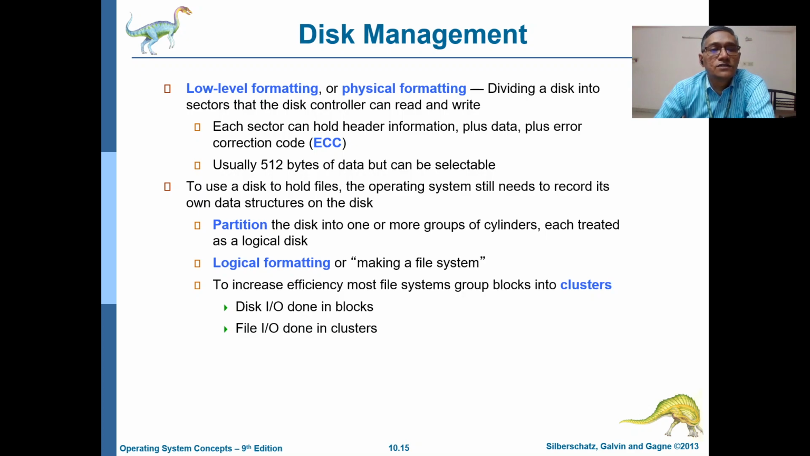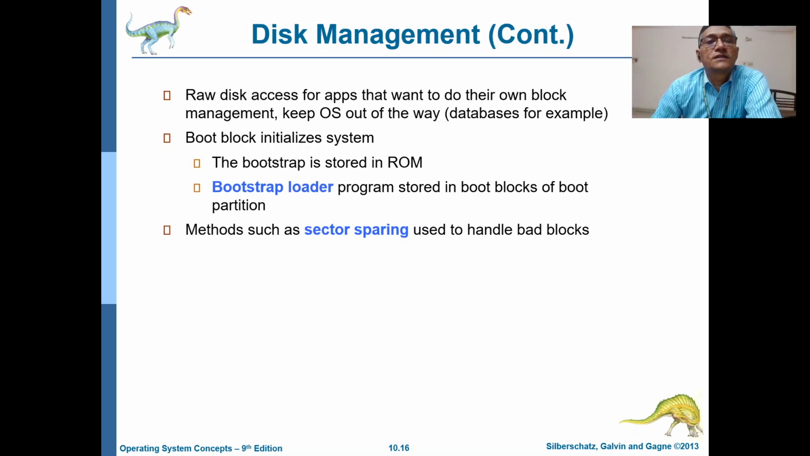To increase efficiency, most file systems group blocks into clusters. Disk I/O is done in blocks and file I/O is done in clusters. Raw disk access is for applications that want to do their own block management, keeping the operating system out of the way. The boot block initializes the system. The bootstrap is stored in ROM, that is read-only memory. The bootstrap loader program is stored in the boot blocks of the boot partition. Methods such as sector sparing are used to handle bad blocks.